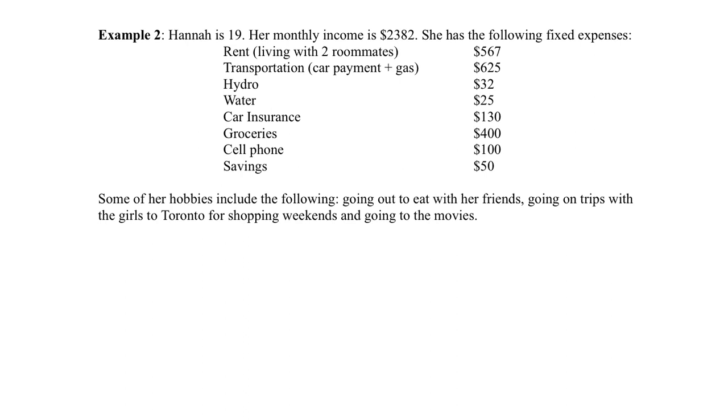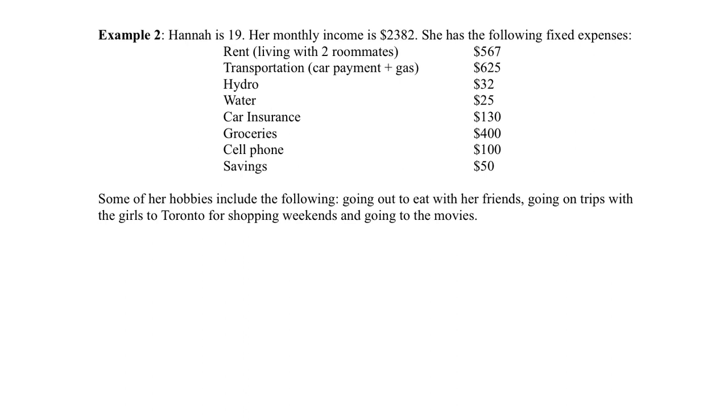We're going to talk about Hannah. Hannah's 19. She has a monthly income. You can see there $2,382. And then she has a list of the following fixed expenses or categories. You'll also notice at the bottom, some of her hobbies include going out to eat with friends, going on some trips with some girlfriends to Toronto. They go on some shopping weekends. They like to go to the movies. So these are the things Hannah likes to do for interest.